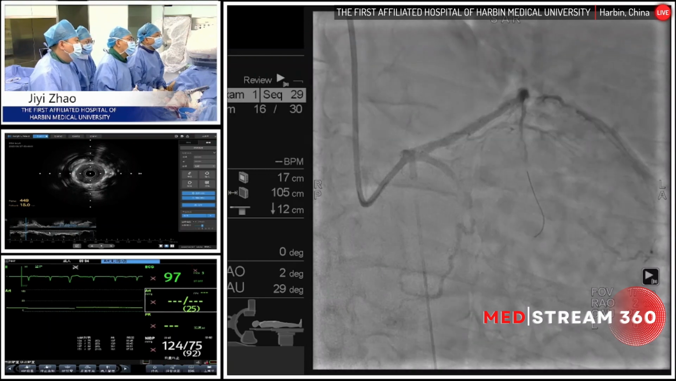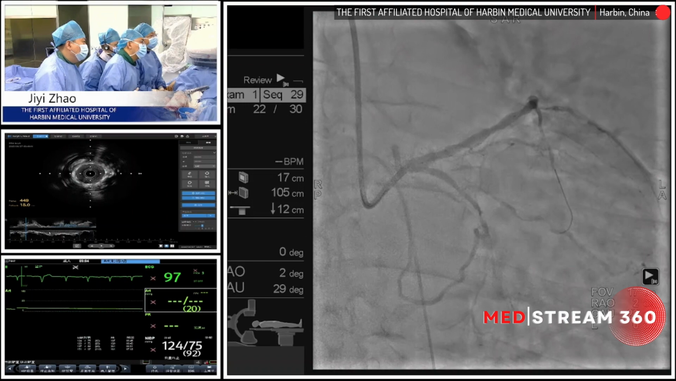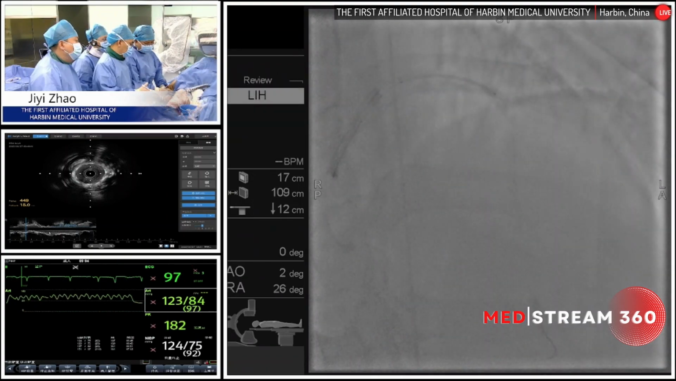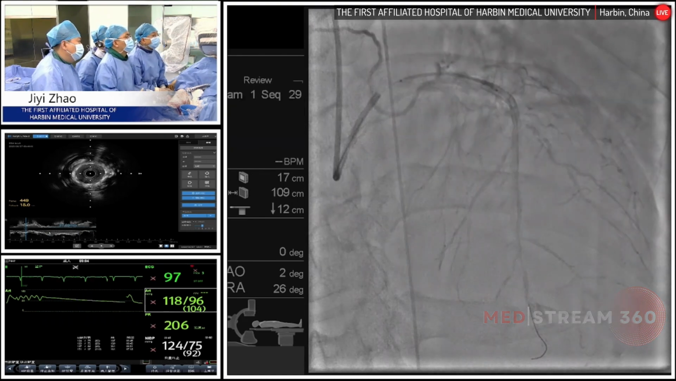Okay, I think yes, we can see that the first one might be connected already. Maybe we check from the cranial view. I think that it's already connected. Sometimes this kind of severe calcification is hard to detect. Okay, I think it's already connected.